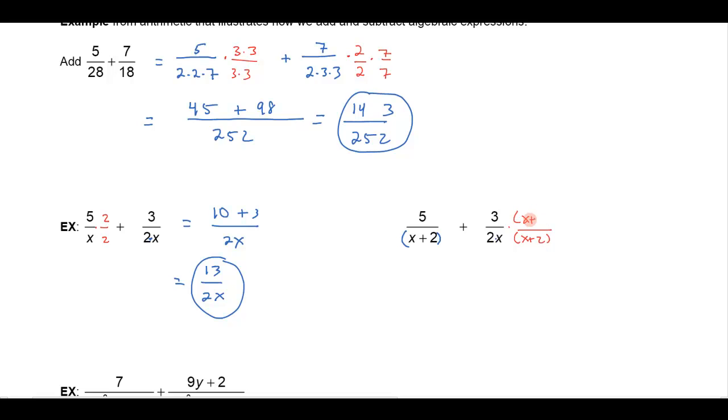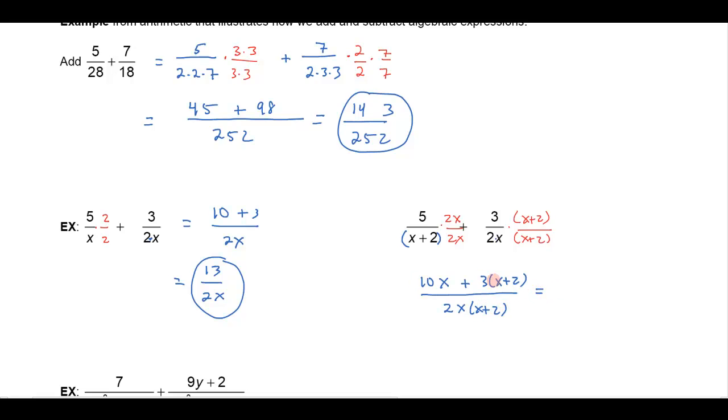So I'm going to multiply by the whole quantity x plus 2. Now over on this one I've got a 2 and an x in the denominator. I don't have either of those here, so I'm going to have to multiply this one by 2x over 2x. So that gives me now a common denominator. I've got an x plus 2 in both denominators. I've got a 2 and an x in both denominators. So from there, I can take this numerator, that's going to be 10x, plus, and then I have this numerator, the 3 times the x plus 2, and that's all over my common denominator, 2x times x plus 2.